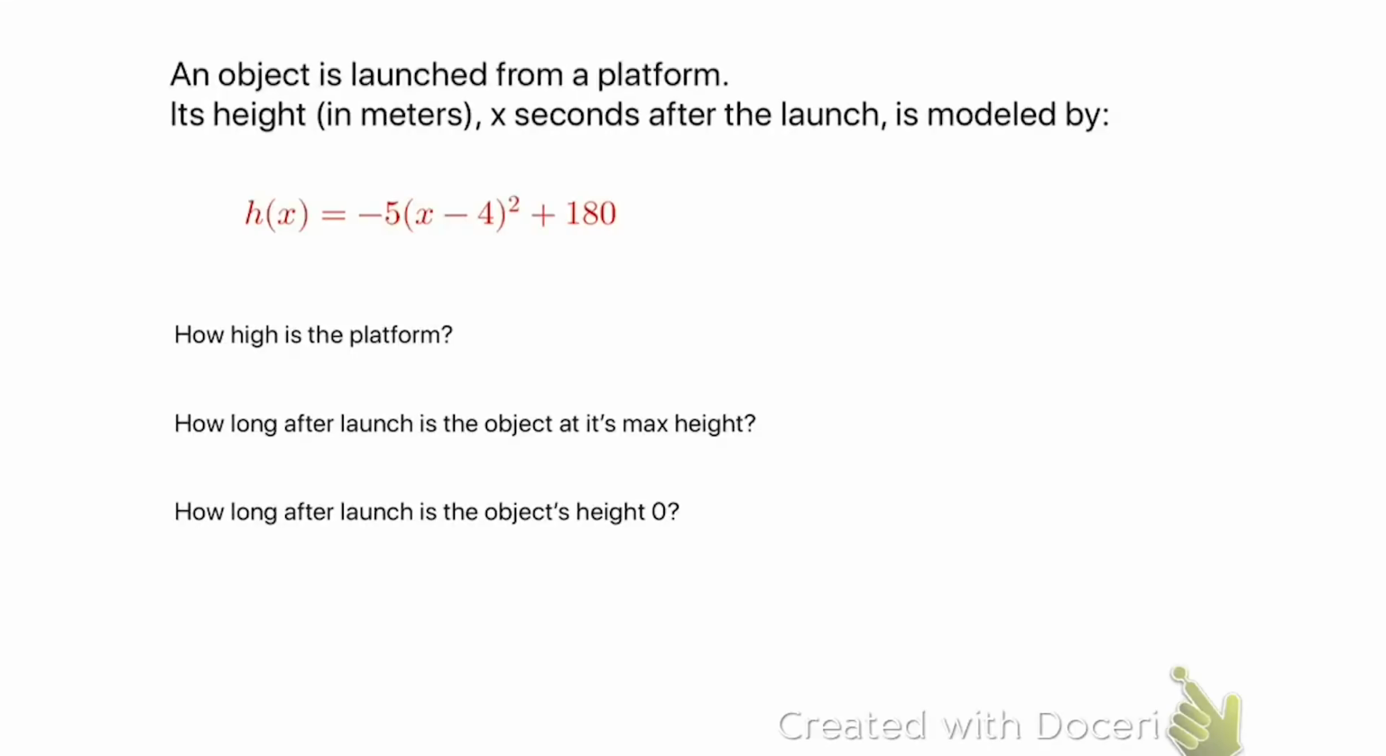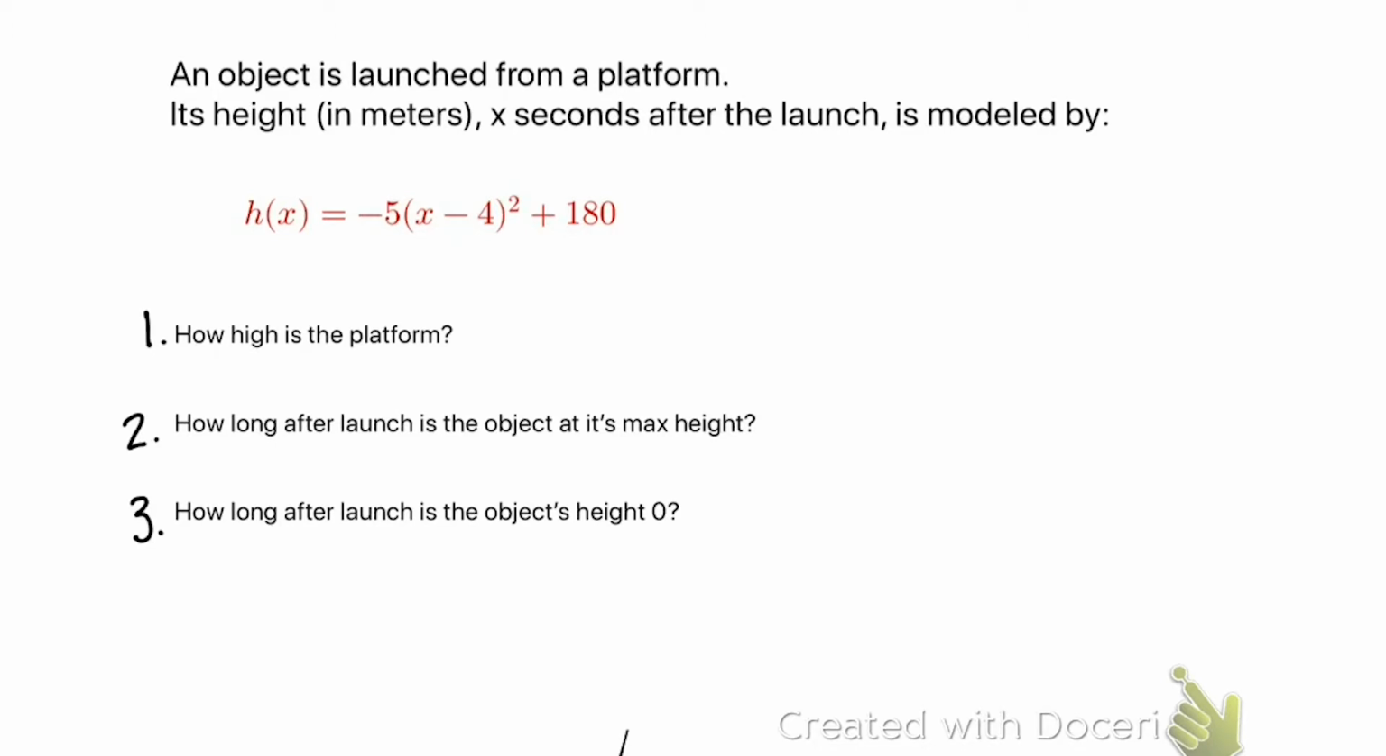Okay, in this video, we've got this word problem, and we're going to have to figure it out. An object is launched from a platform. Its height in meters, x seconds after the launch, is modeled by the function h of x is equal to -5 times the quantity x minus 4 squared plus 180. So we need to figure out, I've got 3 questions for us. 1, 2, 3.